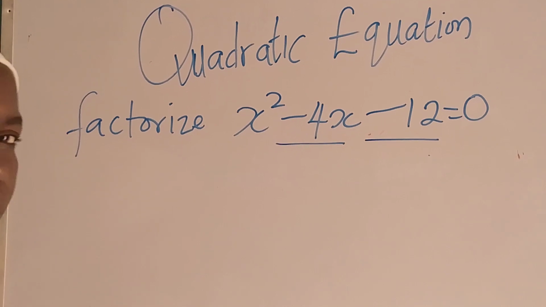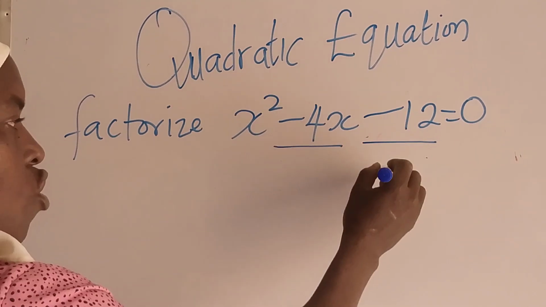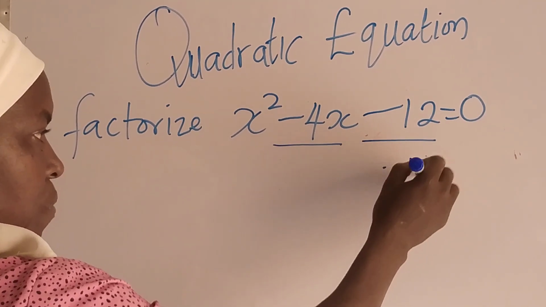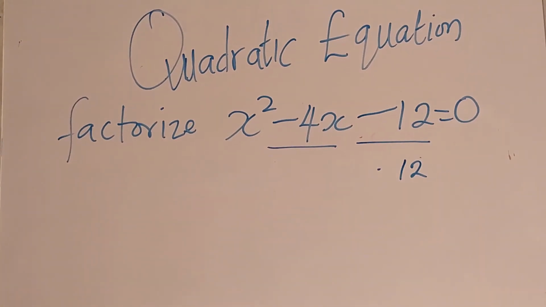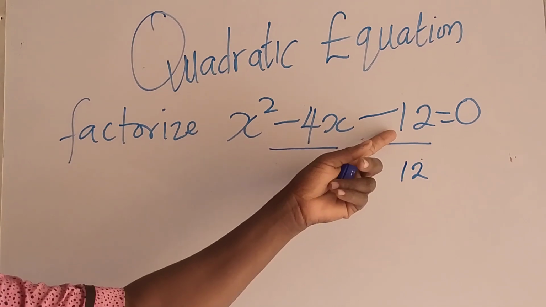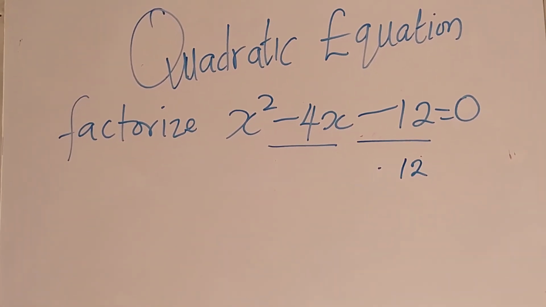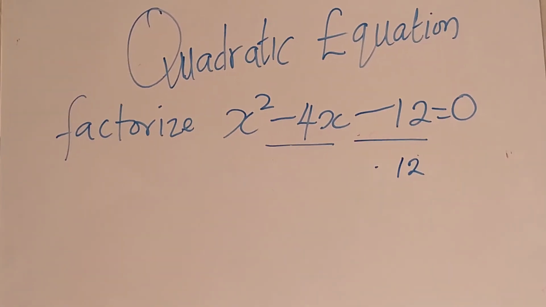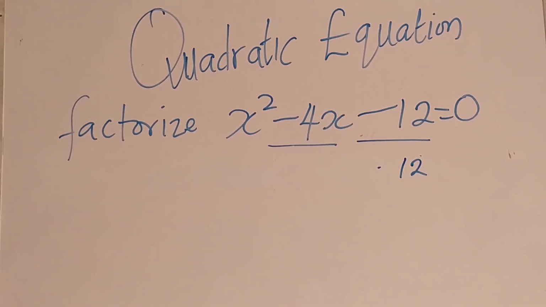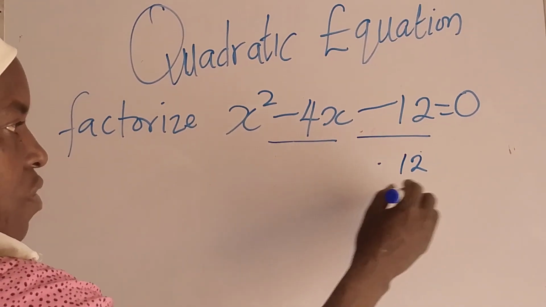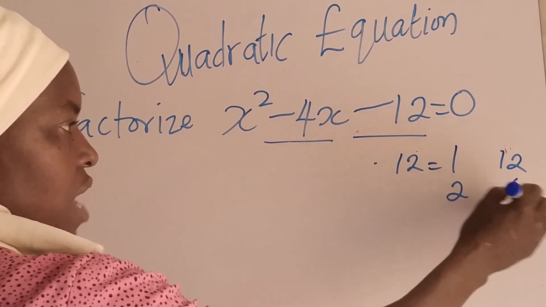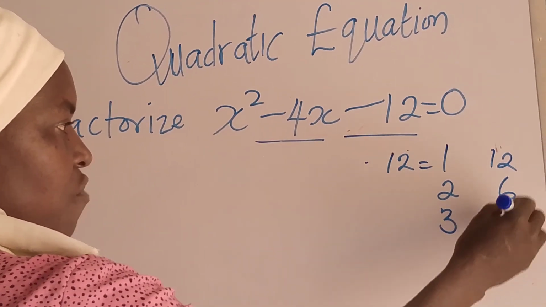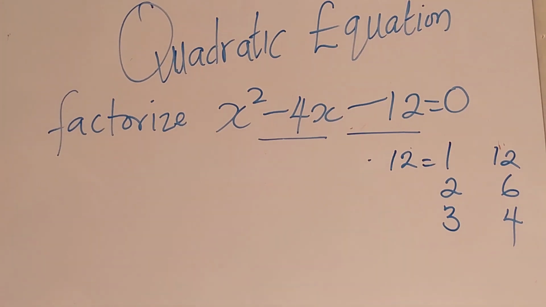Now, for a faster method, you look for the factors of 12. This is minus 12. You are looking for numbers which, when you multiply them, give minus 12, and when you add them, give minus 4. So let's go. What are the factors of 12? Factors of 12 are 1 and 12, 2 and 6, 3 and 4. These are all the factors of 12.